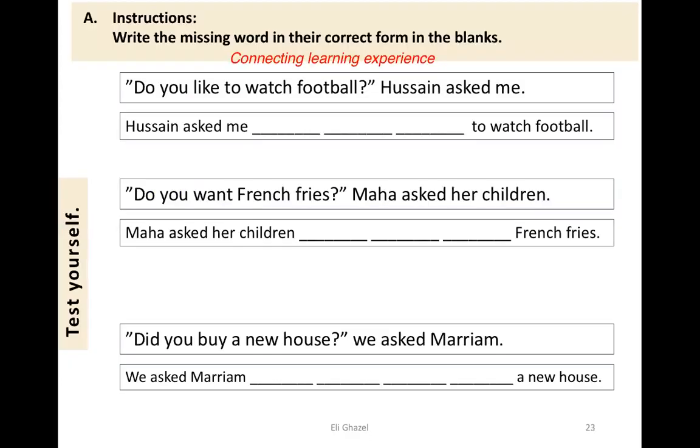Now we come to the end where we need to connect the learning experience. And in this case, we are focusing on the structure. Notice what has happened in part 1 out of 6, part 2 out of 6, and this is part 3 out of 6.